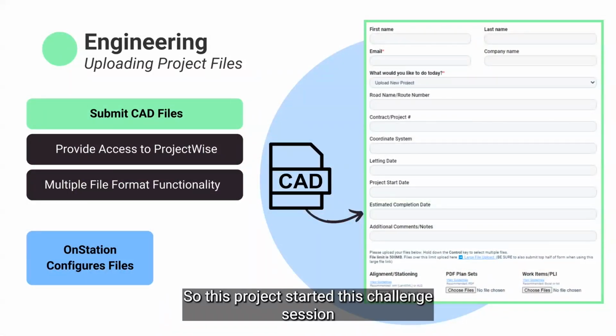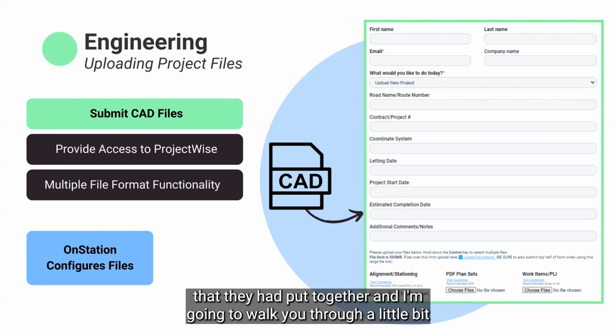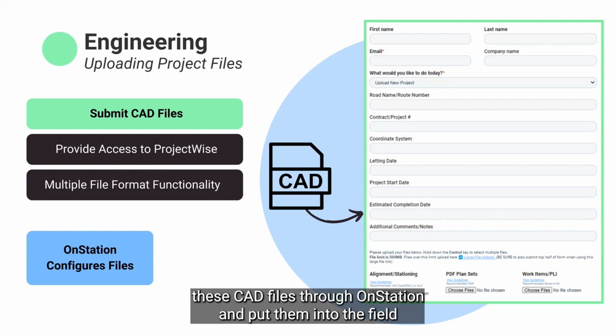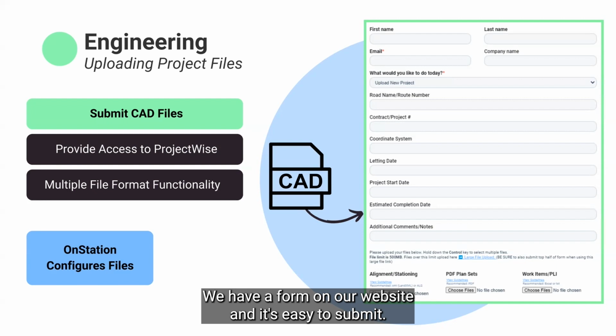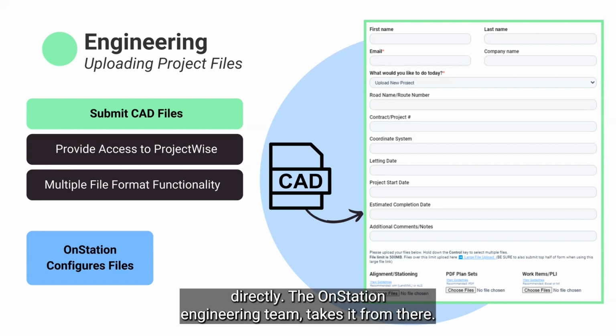So this project, this challenge session, started with taking CAD files in from UDOT that they had put together. And I'm going to walk you through a little bit of how we get set up on the project so that you can see how you can take these CAD files through OnStation and put them into the field for our digital as-built solution. We have a form on our website. It's easy to submit. The user just fills out some information, attaches the project files, and submits them directly. The OnStation engineering team takes it from there.